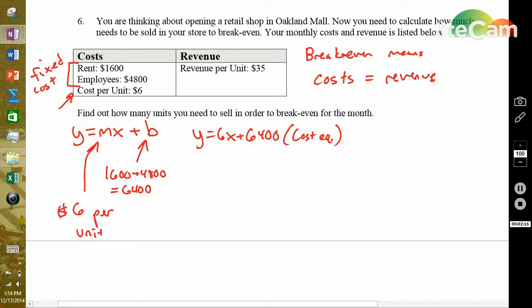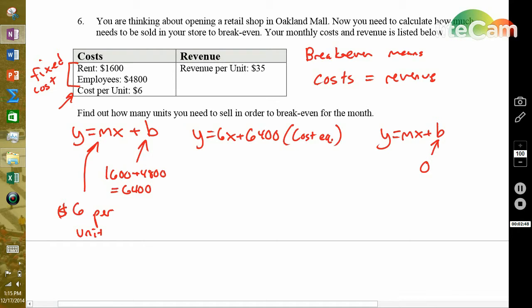Your revenue portion also has an equation, but there's only one piece of information given in there. It's revenue per unit. How much money do you take in per unit? Not necessarily how much profit, but how much money do you take in from the customer? So per unit, you make $35. So if you sell nothing, you make $0. So the y-intercept for this is 0. So my b value is going to be 0.